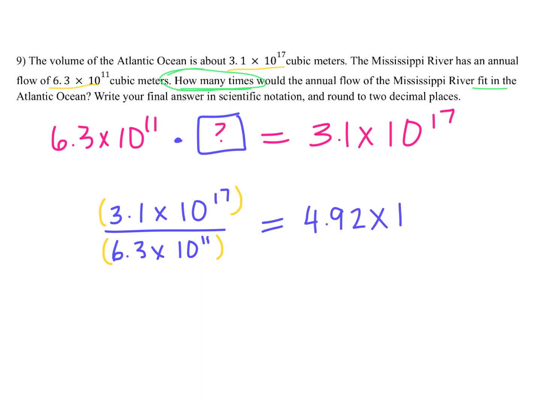4.92 times 10 to the 5th power. So this means we would multiply that by the Mississippi River to equal the Atlantic Ocean. Okay, so that was a tricky one. How many times greater or how many times would one fit in the other is actually a division problem.